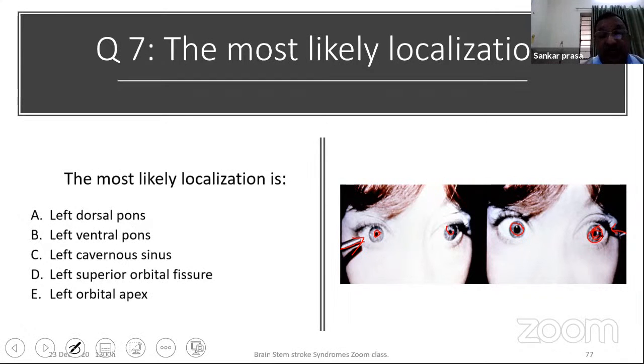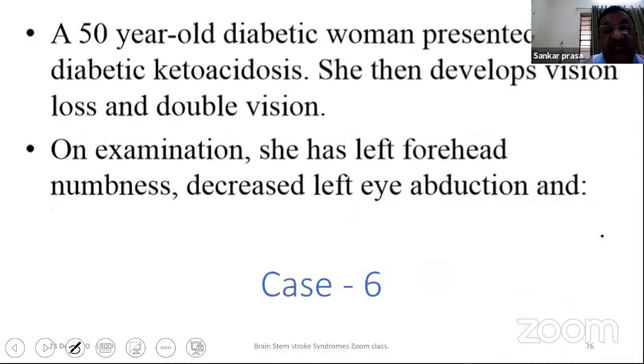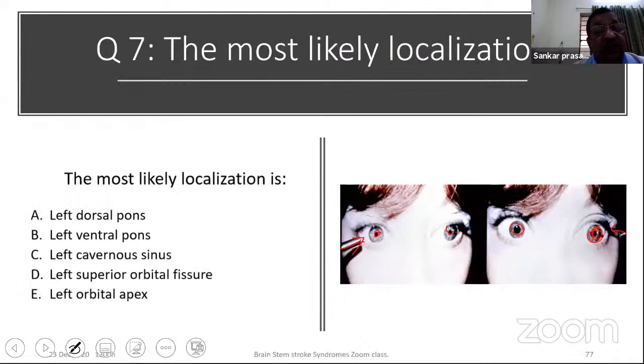So in this case, where is the problem? Left dorsal pons, left ventral pons, cavernous sinus, superior orbital fissure, or orbital apex. If you remember the 4-4-4 rule, there is no vision or optic nerve in the brainstem. This individual has vision loss and double vision. That means the problem is not in the brainstem, it is beyond. The optic nerve is involved here.